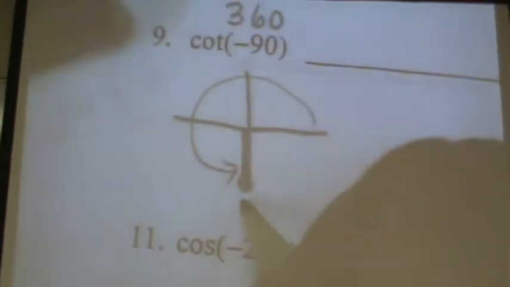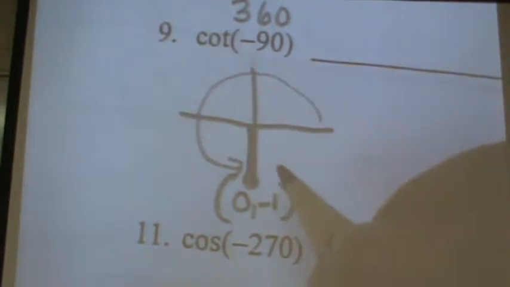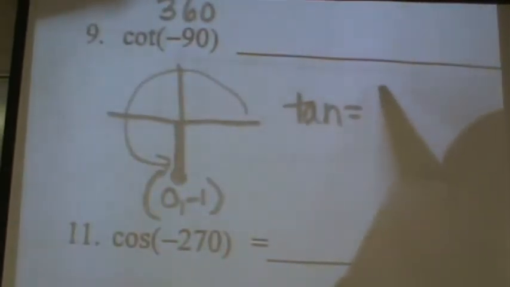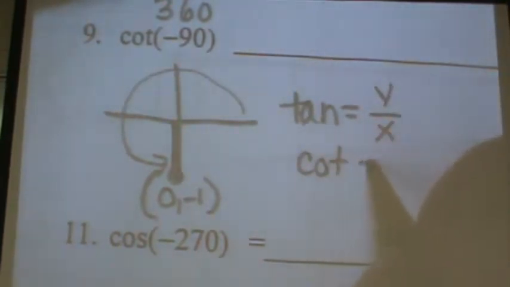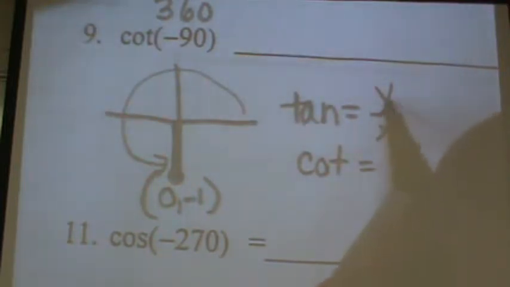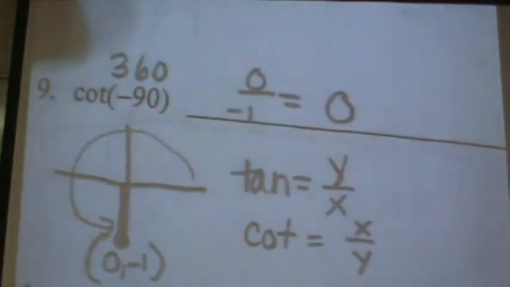So what ordered pair is this? 0, negative 1. Well, tangent, according to our definitions, is the y value over the x value. So what's cotangent? X over y. So what is the x value here? 0 over negative 1. What's 0 over negative 1? 0.